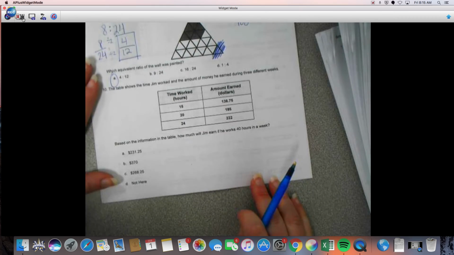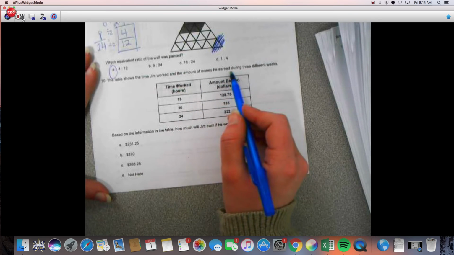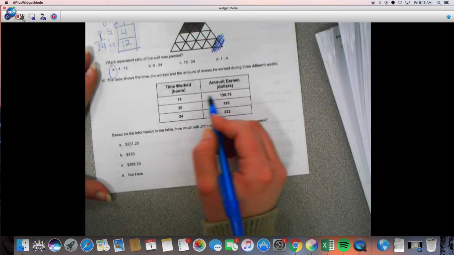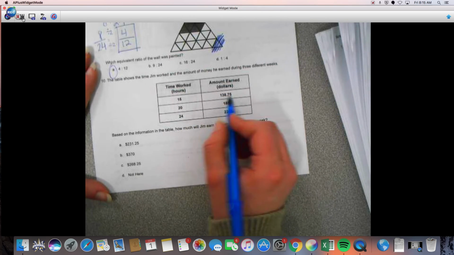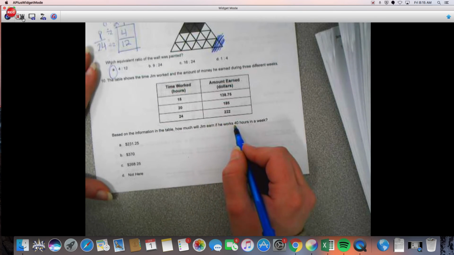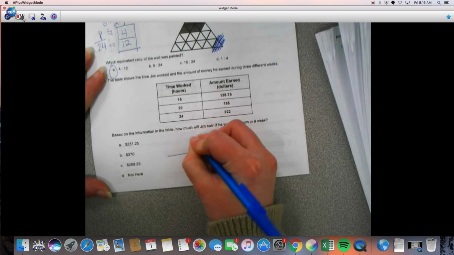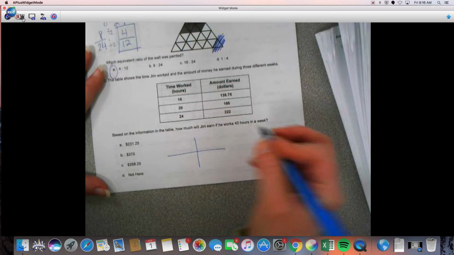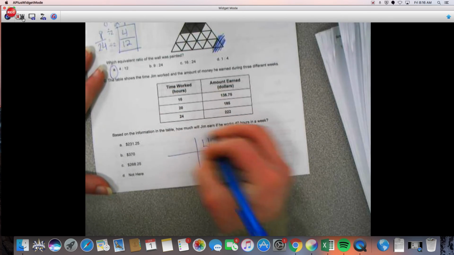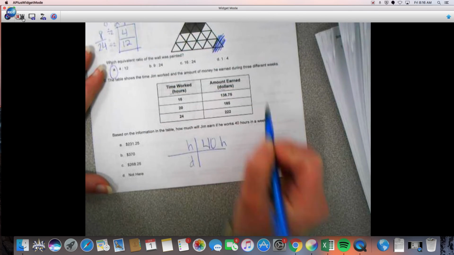Let's look at 10. The table shows the time Jim worked and the amount of money he earned during 3 different weeks. 15 hours to $138.75. And we could keep going down. Based on the information, how much will Jim earn if he works 40 hours in 1 week? Guys, remember, proportions, always. If it's asking me to pick one, I know my 40 hours is going to go here, and I'm going to have hours on top, dollars on bottom, just because of this right here, okay?